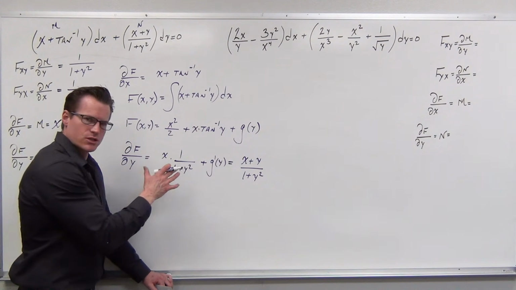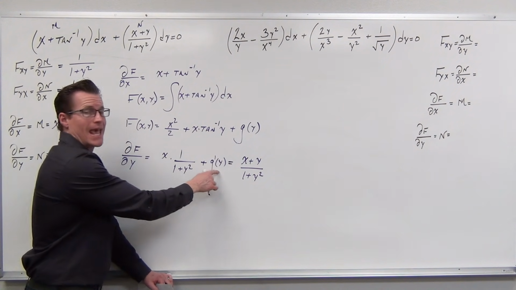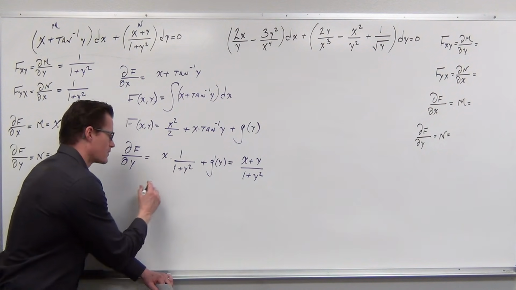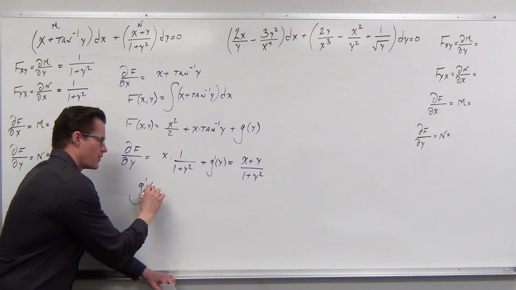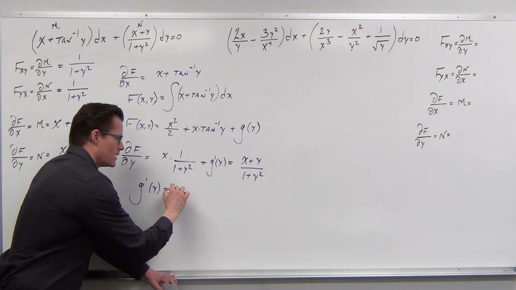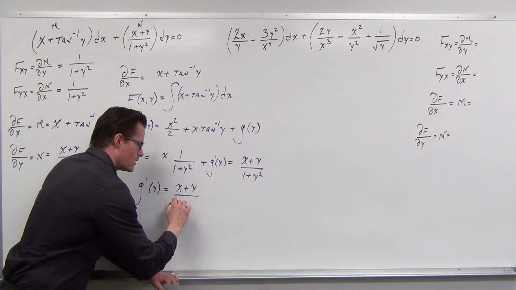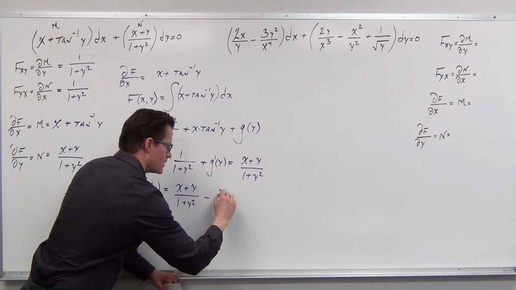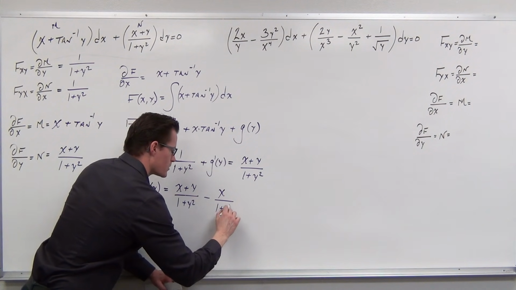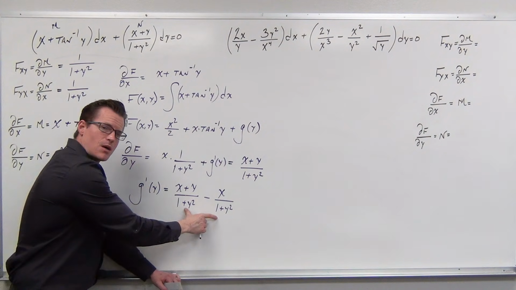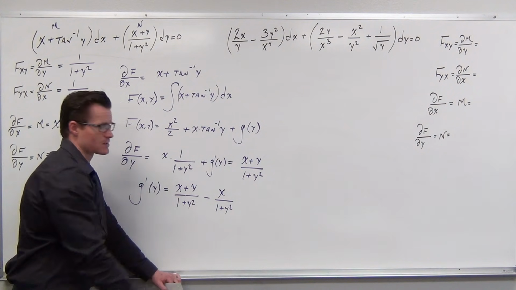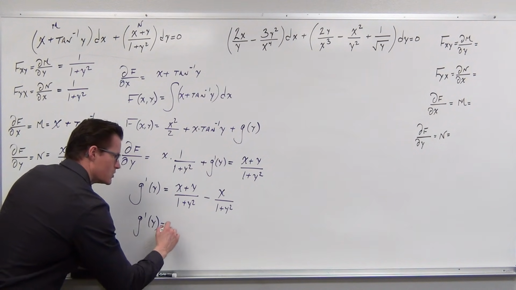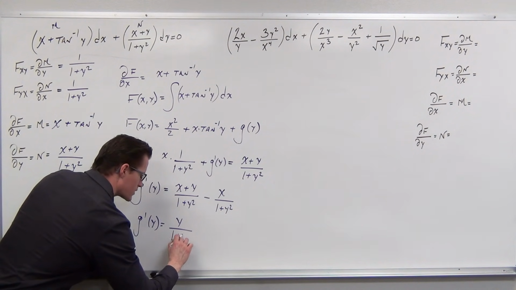What I actually told you was solve for this, and then all the x stuff is going to cancel. So if I subtract this, then the first derivative of g with respect to y is x plus y over 1 plus y squared minus this piece, x over 1 plus y squared. I hope you're seeing it. That has a common denominator already. If I subtract, my x's are going to cancel. G prime of y is just y over 1 plus y squared.